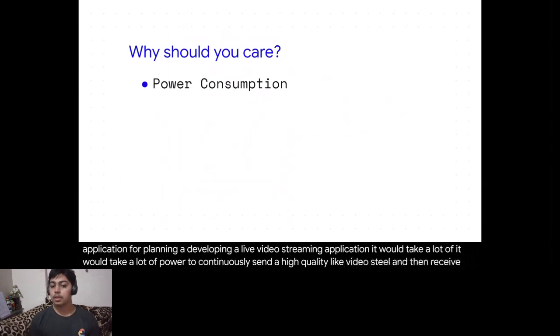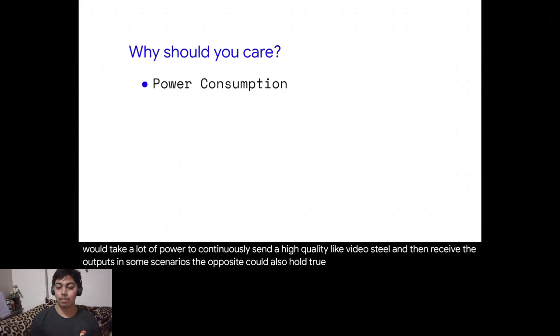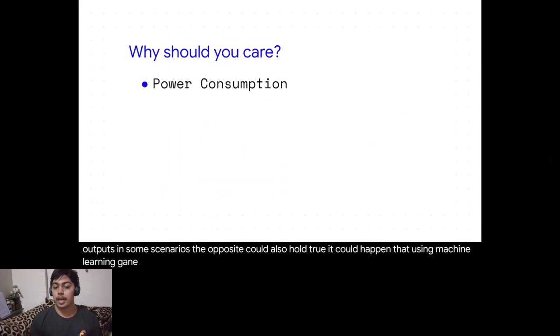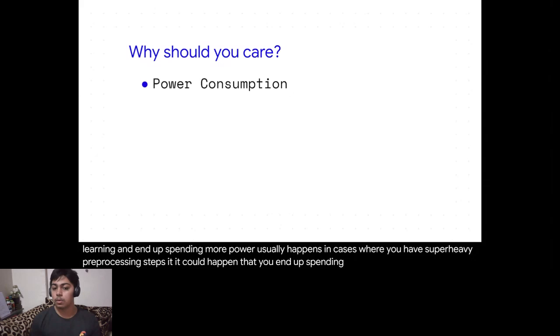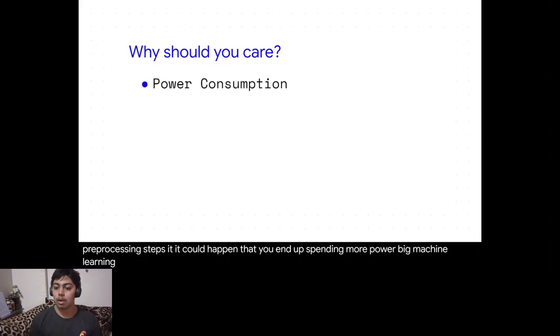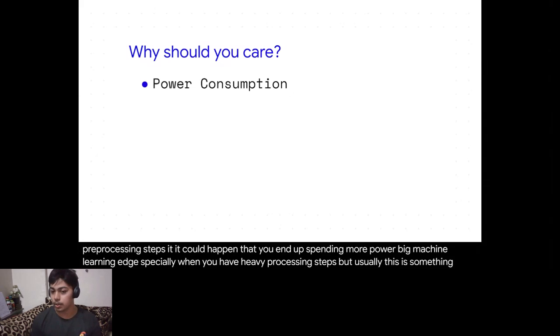But worth a mention, in some scenarios the opposite could also hold true. It could happen that using machine learning on edge, you end up spending more power. This usually happens in cases where you have super heavy pre-processing steps. So you could end up spending more power doing machine learning on edge, especially when you have heavy pre-processing steps. But usually, this is something you would want to care about.